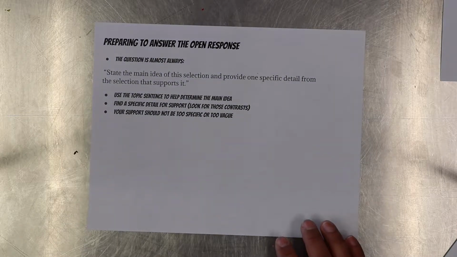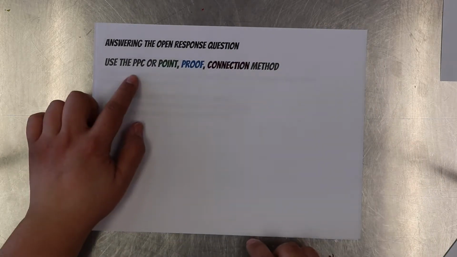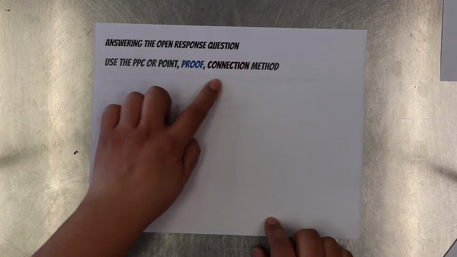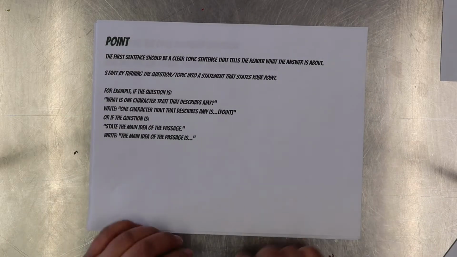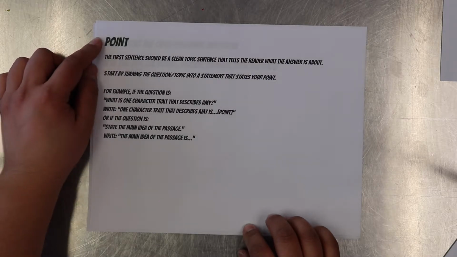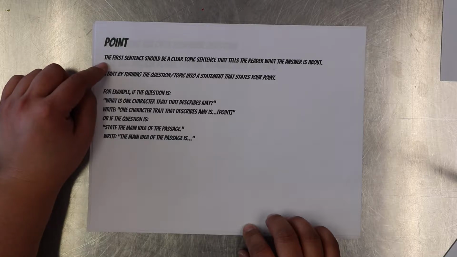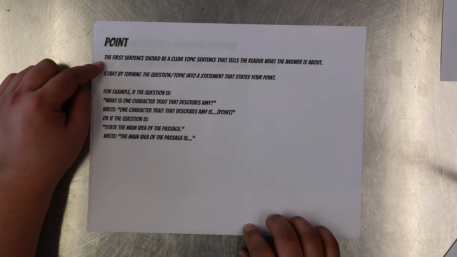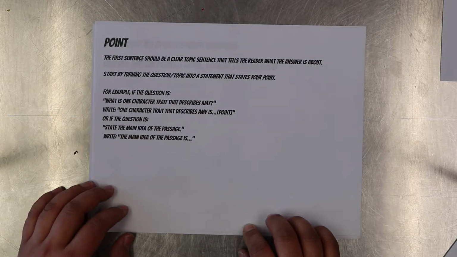In order to answer the open response question, I want you to try using this strategy. We call it the PPC, or Point Proof Connection Method. The idea is that you're going to use the first sentence to establish what your point is. It should be a clear topic sentence that tells the reader what the answer is about. The easiest way to do this is to start by turning the question into a statement that states your point.